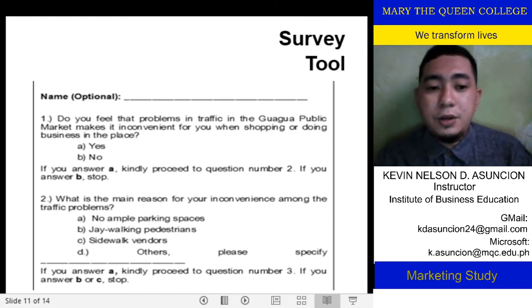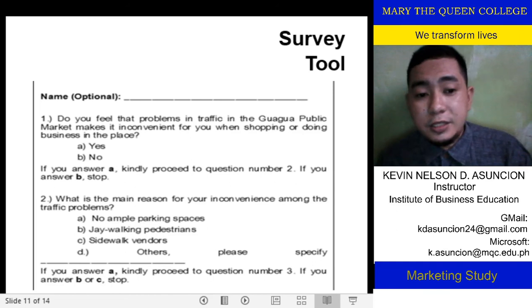Okay, so what is the reason? What contributes to their inconvenience? If they answered no ample parking spaces, again, this is psychographic and behavioral. So, no ample parking spaces, and that's the main reason. And the sidewalk vendors, if their answer is A, no, they can proceed to number 3.